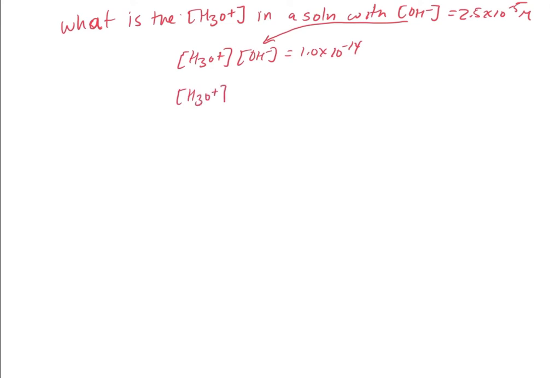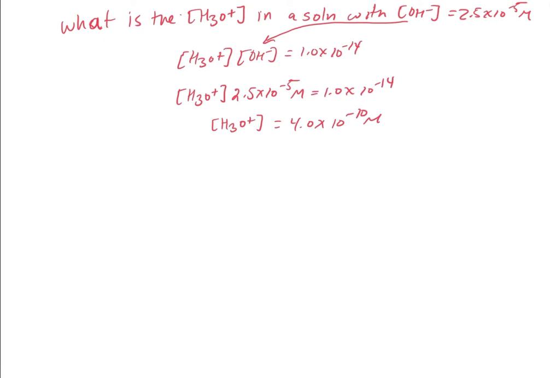And so what we would do is we would just plug in that concentration of 2.5 times 10 to the minus 5 molar, is equal to 1 times 10 to the minus 14. And what we're going to get from that is we're going to get a concentration of 4.0 times 10 to the minus 10 molar.